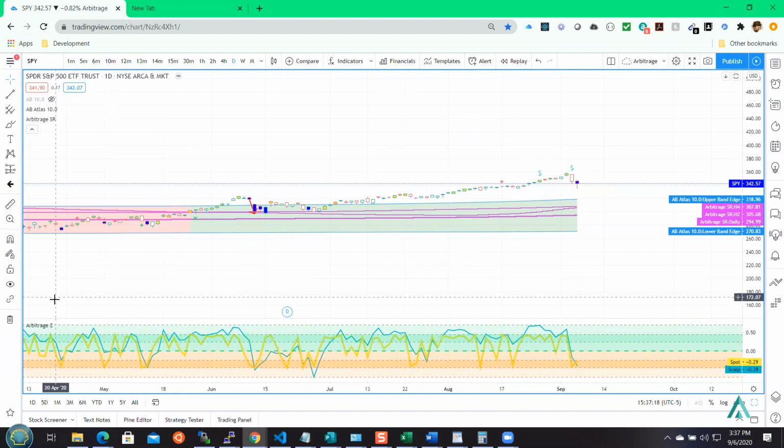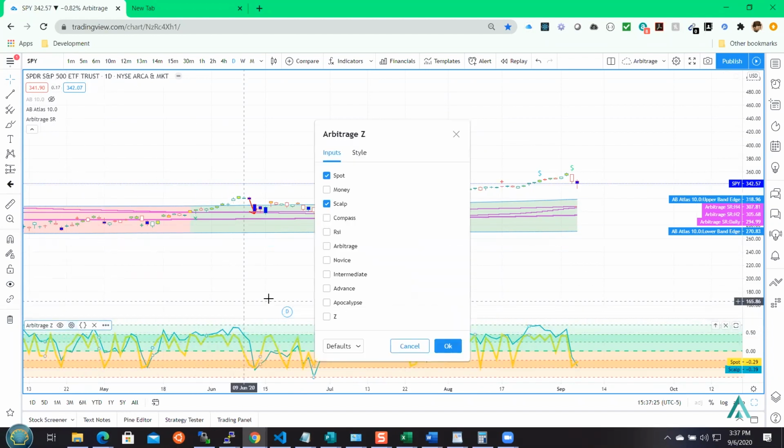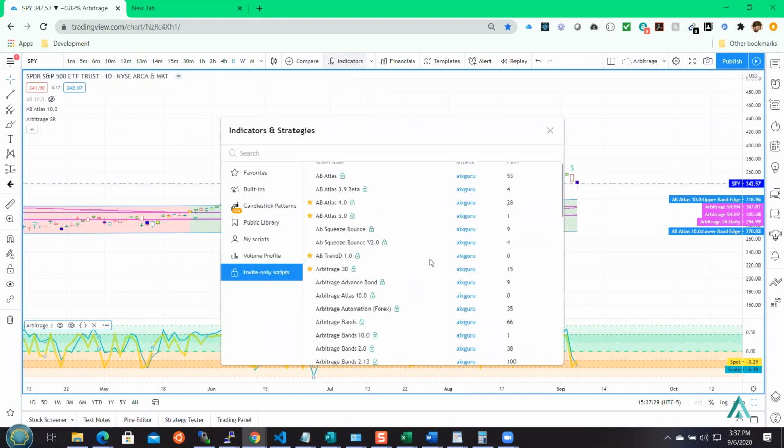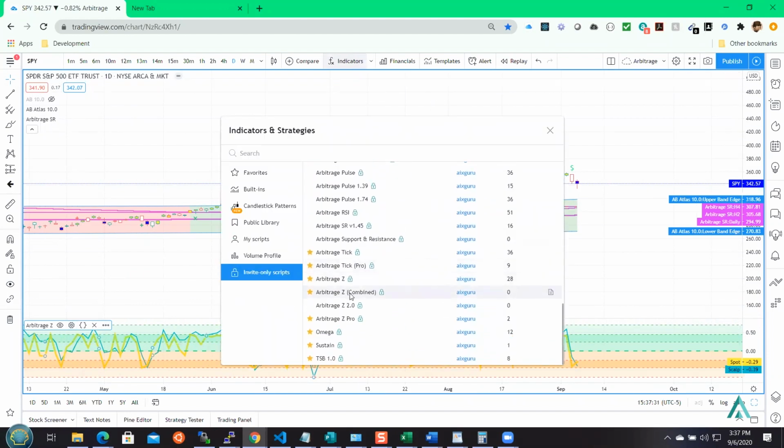So that's coming, and that should be out before the end of the day today, and that's regular Z with Spot. All right, so I'm now going to add the next Z, Z combined.